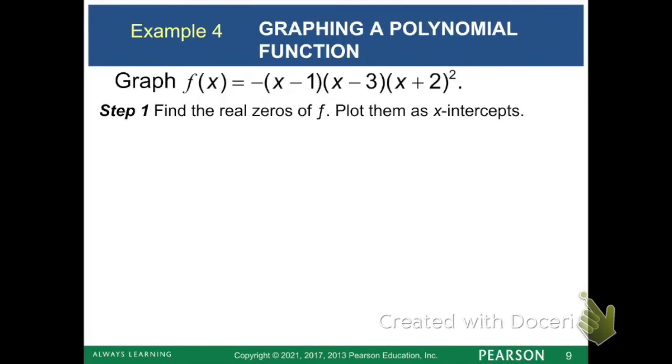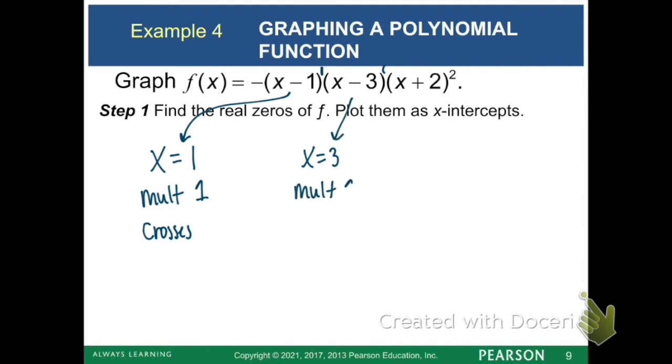Example 4, we're going to go through the same 3 steps, but this time my function is already factored for me, so step 1 is much easier. I can see that my intercepts, I've got x equals 1. It's got a multiplicity of 1, so I know I'm going to cross at that point. Then I have x equals 3, multiplicity of 1 again, so we cross. And then I have x equals -2, which has a multiplicity of 2, and therefore we're going to bounce off of that 0.